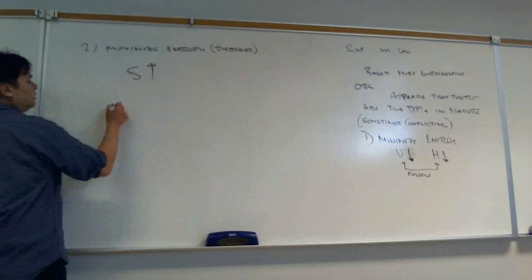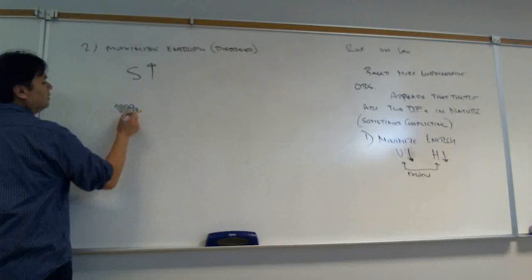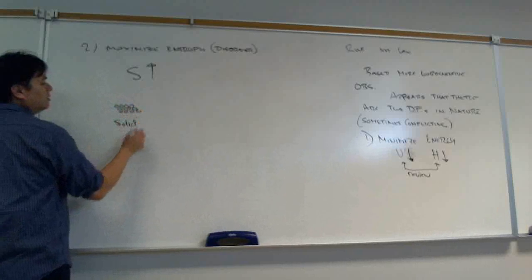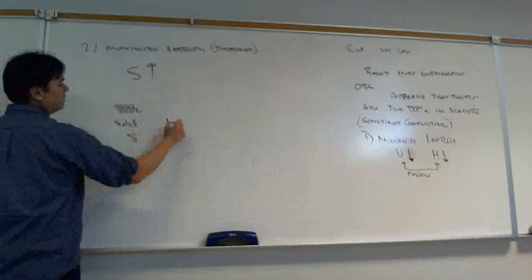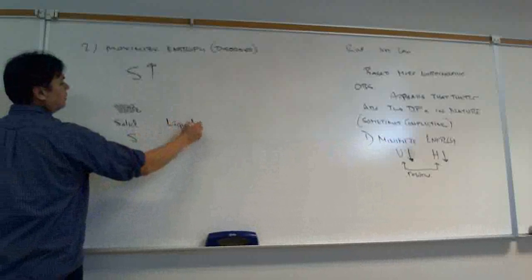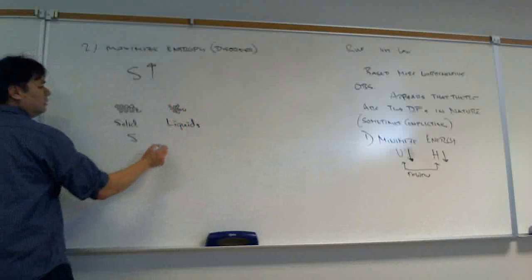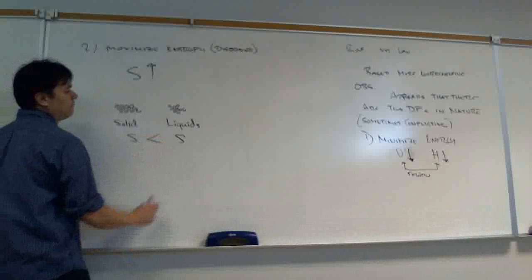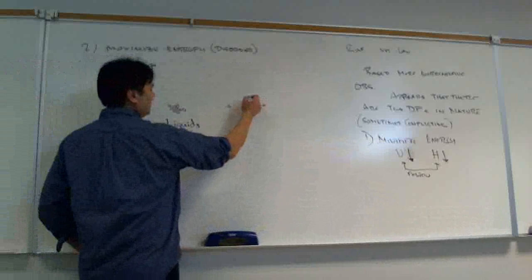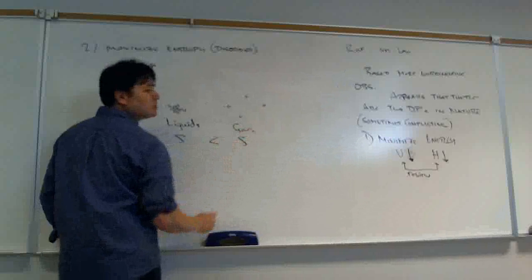And so when we think about it, if you think about a solid crystal, what's the order in a solid? Solids have lower or higher entropy than liquids? Lower. Liquids are going to be more disordered. And so the entropy of a solid is lower than the entropy of a liquid. And then the entropy of a gas is higher than a liquid. And so gases should have the highest entropy.